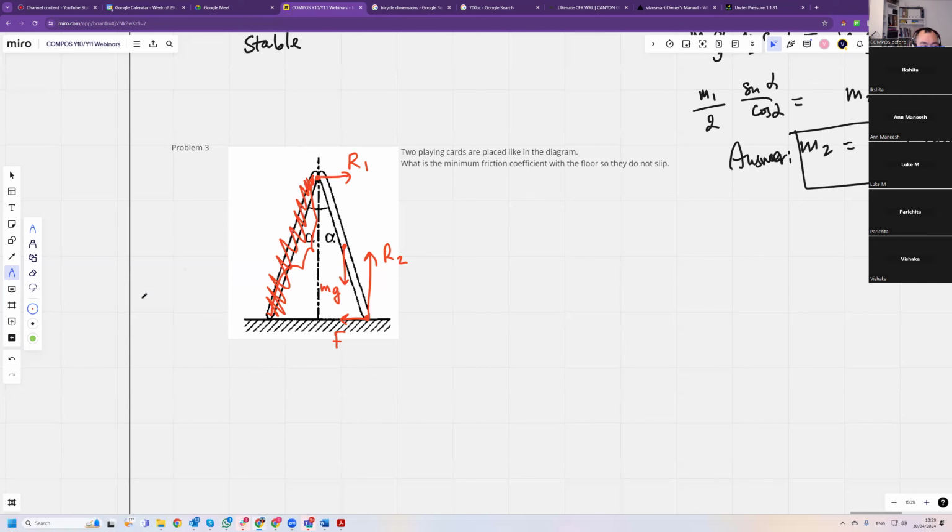Now we can see immediately that this force has to be balanced with this force. So we can say R1 has to equal F. And also mg has to equal R2.